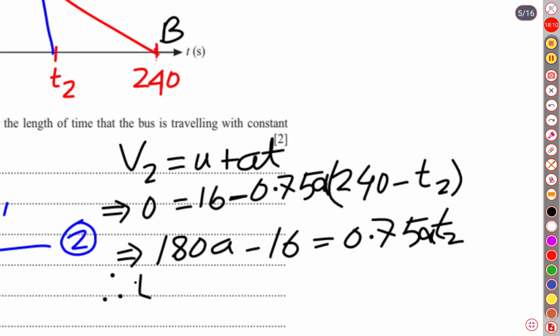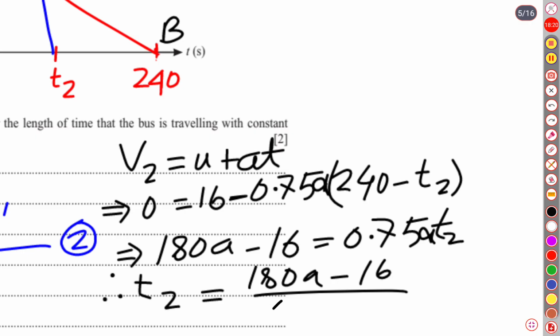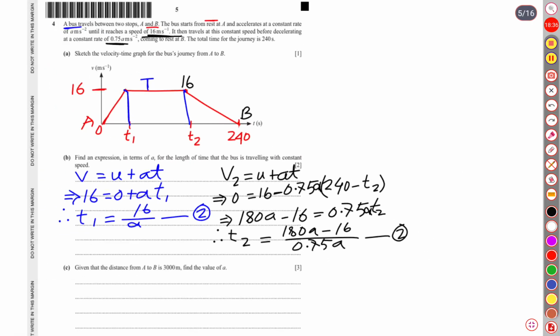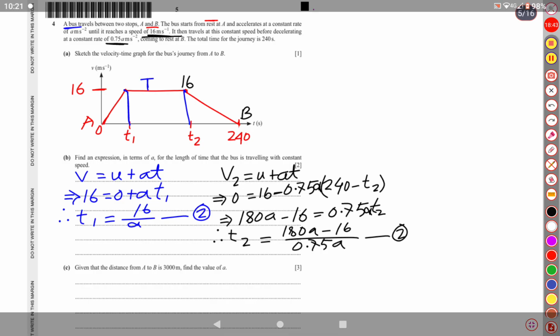Hence our t2 is equal to 180a minus 16 over 0.75a. Okay, we may leave this as equation number 2. Now solving this equation simultaneously, we will find the time in between these two phases. Okay, after that I think I should choose a place over here.